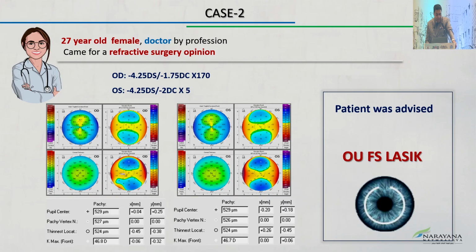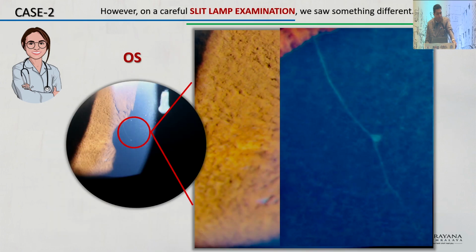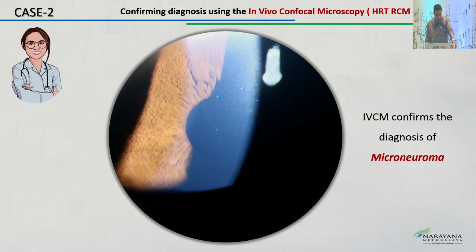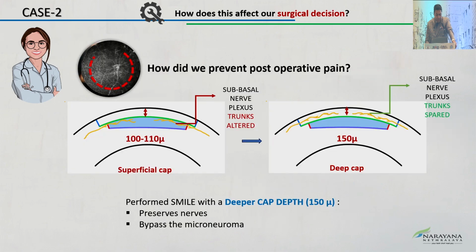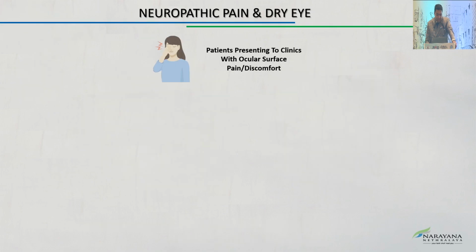And this is again a patient who was advised LASIK, but when you see closely, there are microneuromas, and if you do a LASIK and you damage those nerves, it's chronic neuropathic pain again for life. So what we did was, and this is a confocal microscopy of it, we went deeper. We went 150 microns in this patient. We can use SMILE to change your cap depth, and you can see that the microneuroma still exists without disturbing it, without much changes on her ocular surface or her pain status.